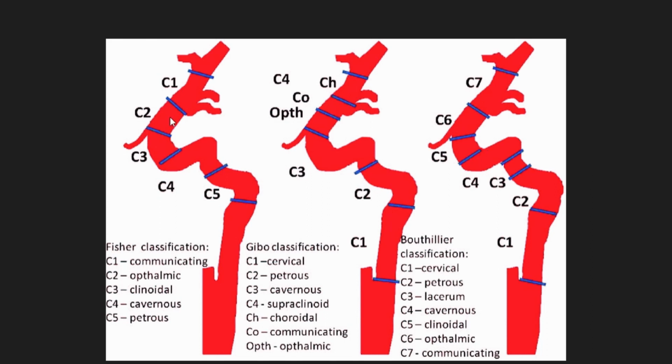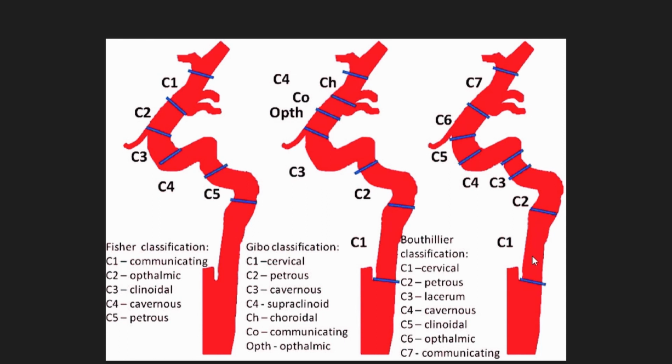Ignore the first two. These are different classifications which are not important. Have a look at this third picture. This is the Bouthillier classification of the internal carotid artery. After the common carotid artery, which is here, bifurcates into external carotid and internal carotid, till it bifurcates into anterior and middle cerebral artery, the course of the ICA is divided into 7 different segments.